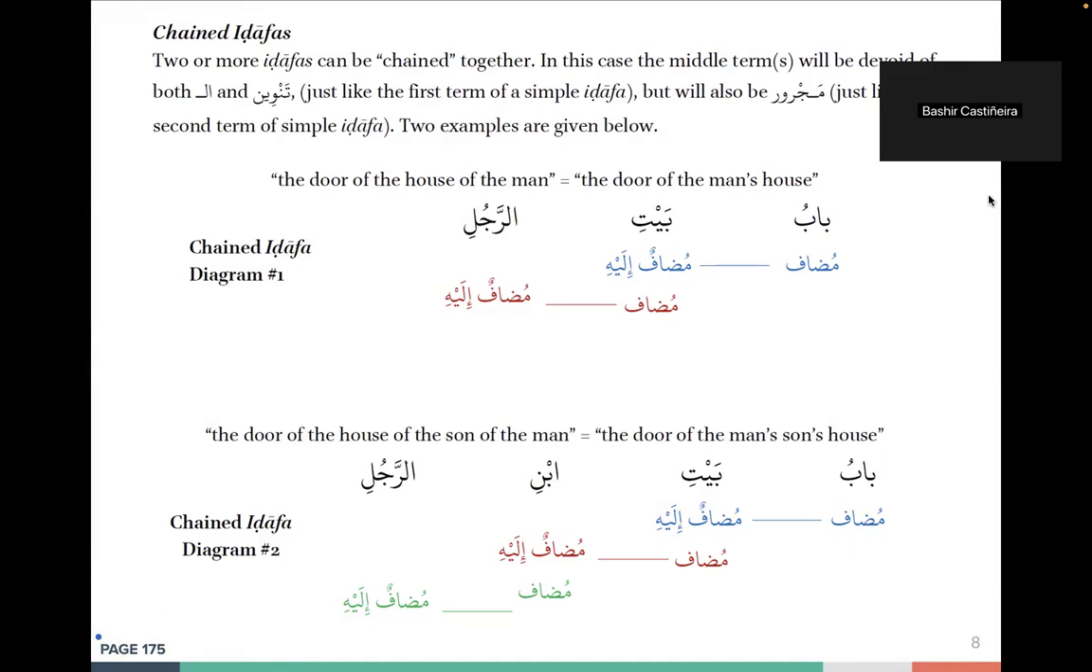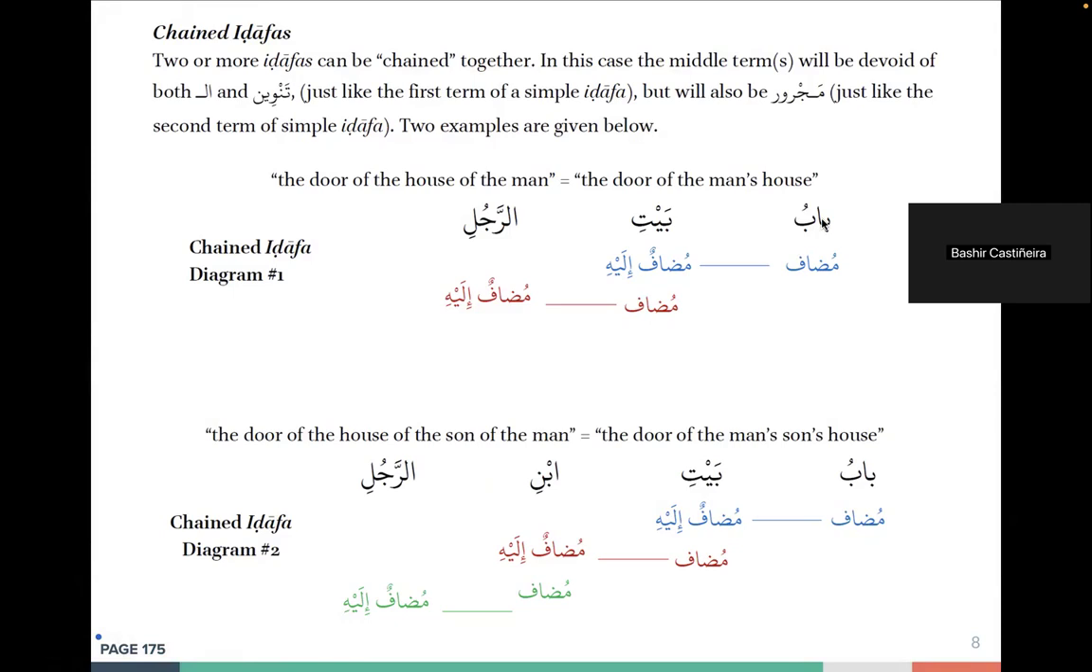So what we normally have is 2 nouns. We looked at that already, qalamu zaydin, or let's add one more now. Babu bayti rajuli, the door of the house of the man, right? That's 2 idafas, 3 nouns, 2 idafas. So the term in the middle is both mudafun ilayh for the previous noun and mudaf for the following noun. Does that make sense? Is that understood?